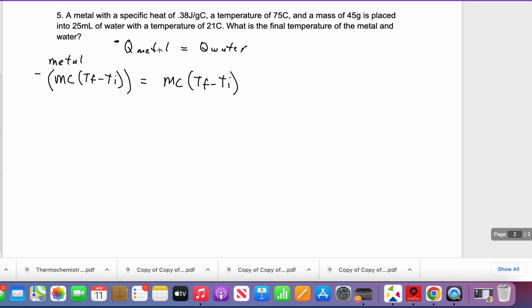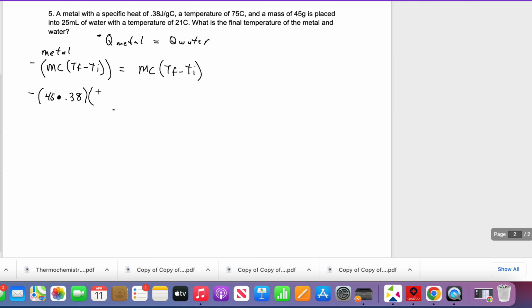Now, I'm going to plug in what I know. A metal with a specific heat of 0.38, a temperature of 75, and a mass of 45. Okay, so here's the metal. It tells us that the mass is 45. I'm not going to use the units because it gets messy. And the specific heat is 0.38. And the initial temperature is 75. So TF we don't know.